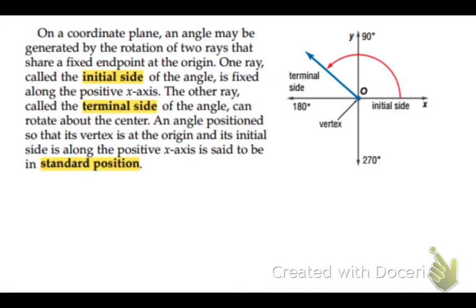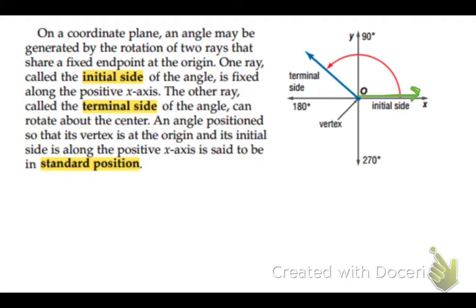On a coordinate plane, an angle may be generated by the rotation of two rays that share a fixed endpoint at the origin. One ray is called the initial side. The initial side is always fixed at the positive x-axis. So there is a ray on the positive x-axis that is called the initial side. The other ray is called the terminal side of the angle and can be rotated about the center. So that's the line in blue.